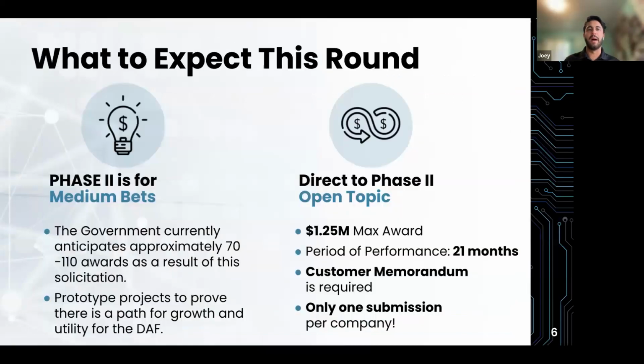So what you should expect this round. The Department of the Air Force is likely to fund about 70 to 110 of the phase two submissions that they get. It is a $1.25 million max award with a period of performance of 21 months. A customer memorandum is required, and there's only one submission per company per solicitation. So for this open topic direct to phase two round, it is one submission for that round. And the goal here is to build on a prototype project to prove that there is viability for scaling that capability and technology inside the Air Force.